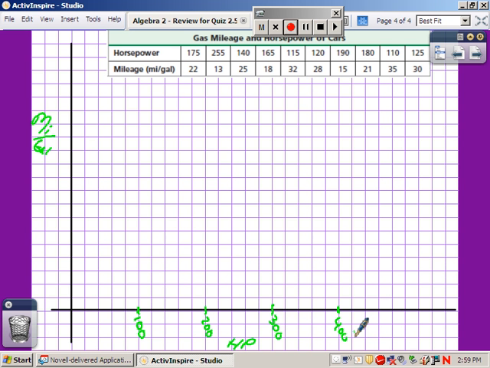So mileage, I got to get up to 35. I'm going to go by 2 that time. So 2, 4, 6, 8, 10, 12, 14, 16, 18, 20, 22, 24, 26, 28, 30, 32, 34, 36, 38, 40.